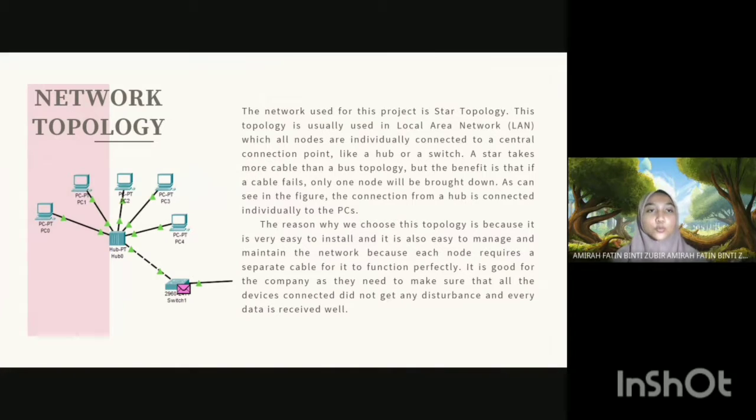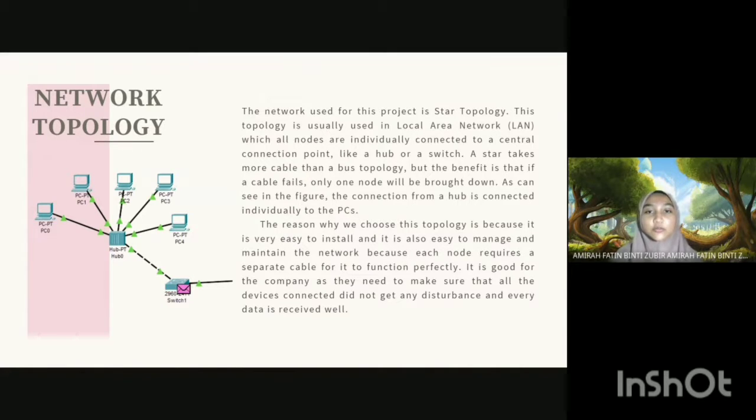Next, network topology. The network used for this project is star topology. This topology is usually used in local area networks, where all nodes are individually connected to a central connection point, like a hub or switch. A star takes more cable than a bus topology, but the benefit is that if a cable fails, only one node will be brought down.